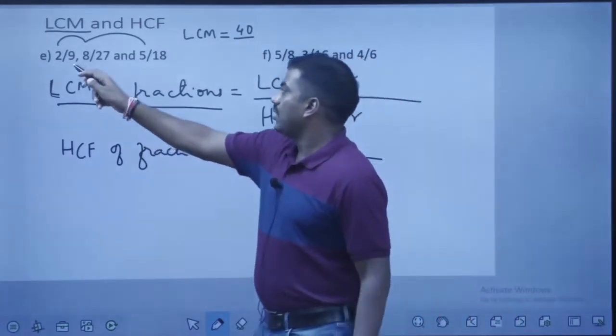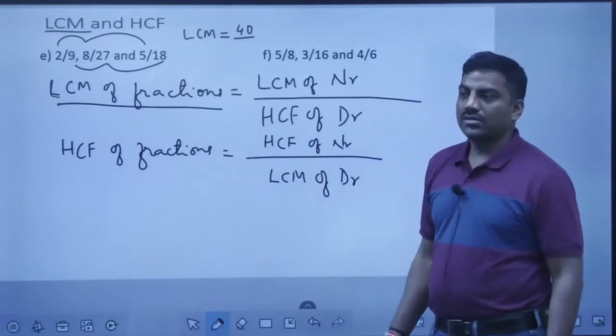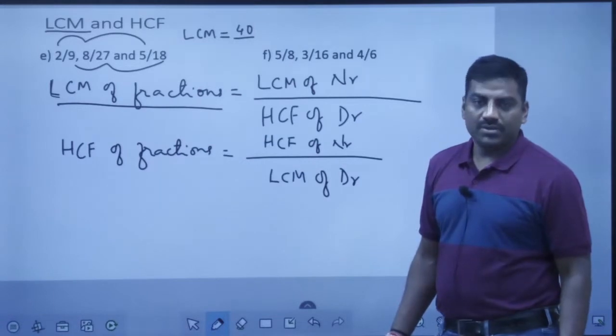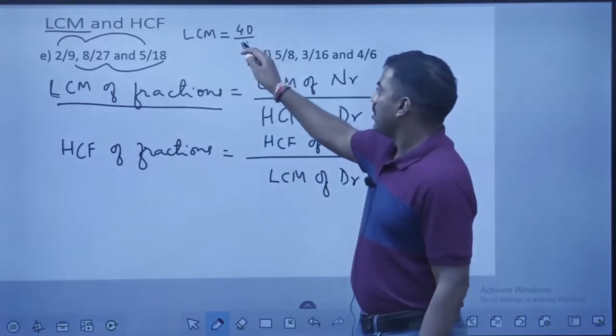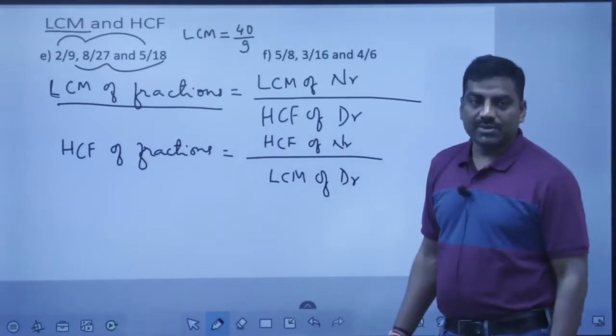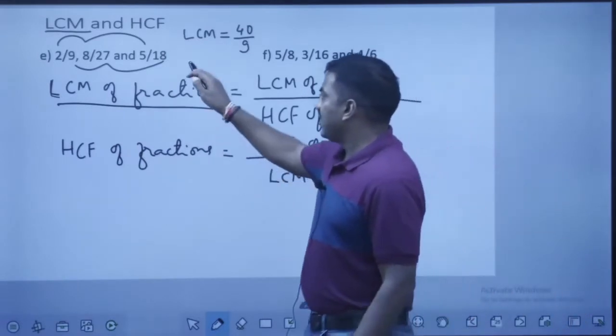Then HCF of 9, 27 and 18. You are finding a factor which can divide all of them, and that to the highest. HCF is 9. So LCM of these fractions is 40 by 9. Similarly, HCF.